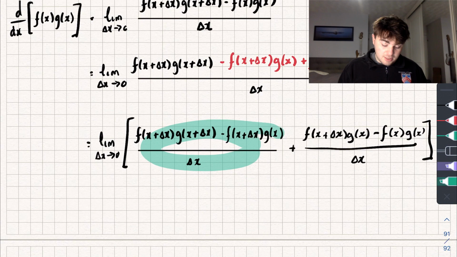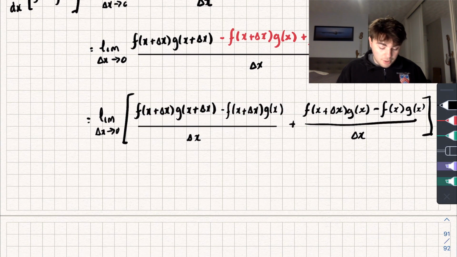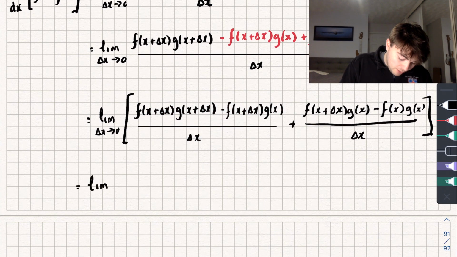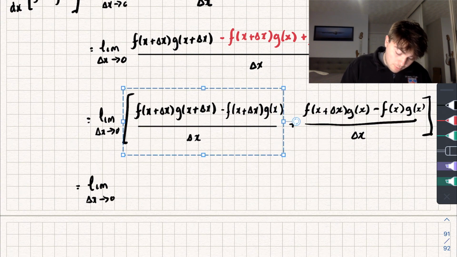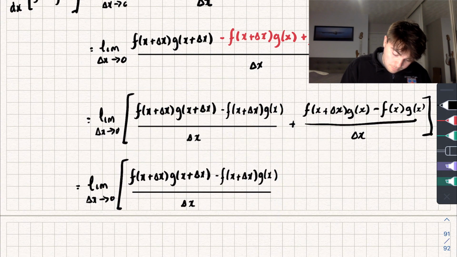So we can take the limit as delta x goes to 0 of this first term, and then add on the limit as delta x goes to 0 of this second term. Okay, and that's all I'm going to do. I'm just going to write that out. So we've got the limit as delta x tends to 0 of this first part here, like so. So let me just bring that down.